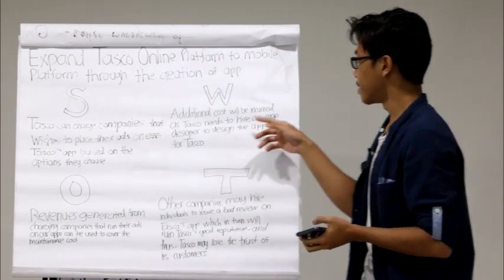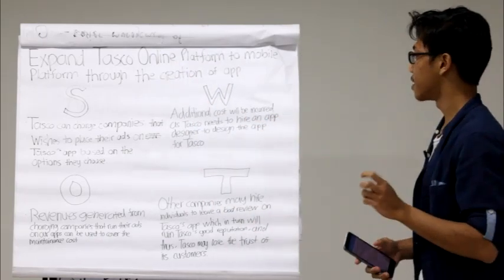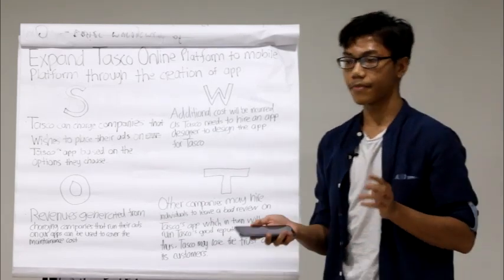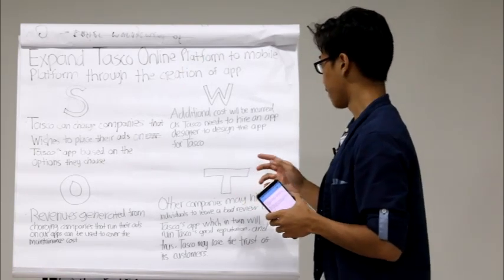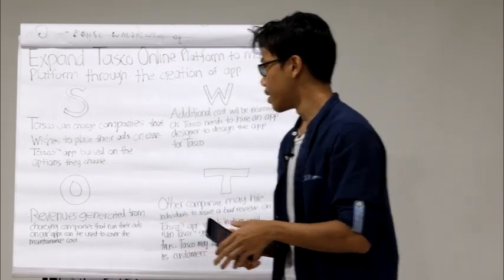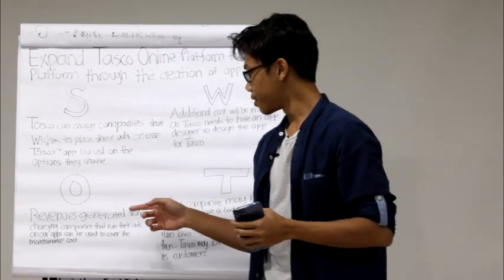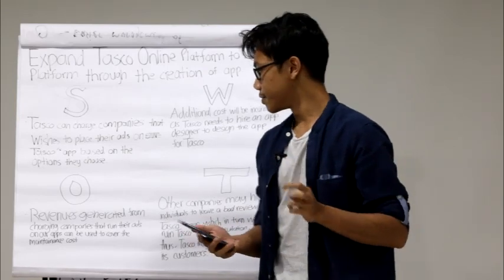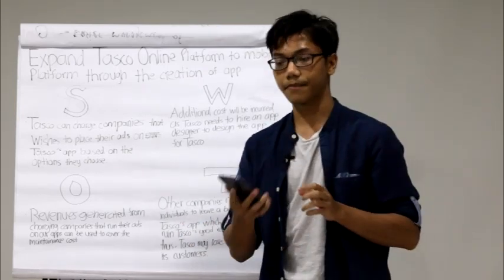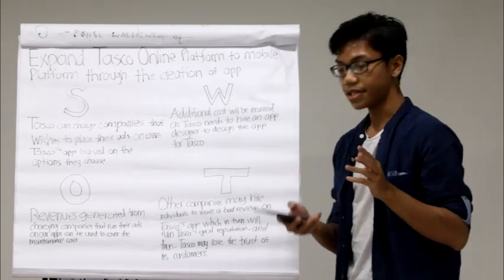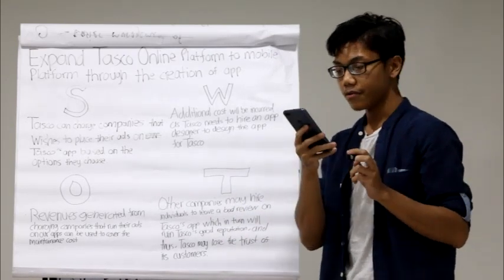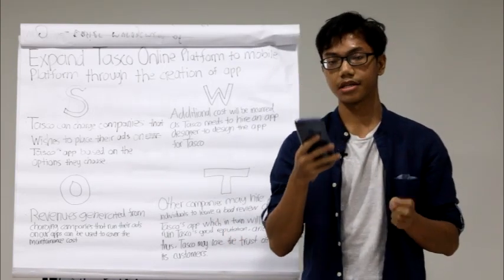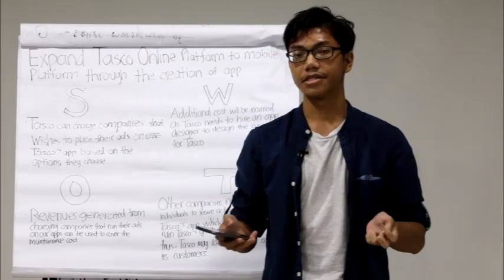But the weakness is that additional costs will be incurred as Tasco needs to hire an app designer to design the app for them. Opportunities: revenues generated from charging companies that run their ads on Tasco's app can be used to cover the maintenance cost of 500k. Another opportunity is that Tasco's online platform will be known by more people as individuals are more likely to share Tasco's app with their groups of friends and families.